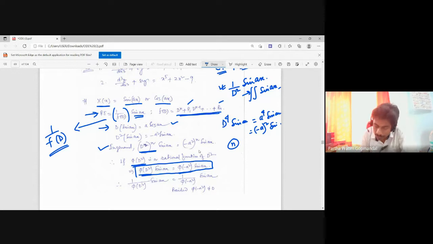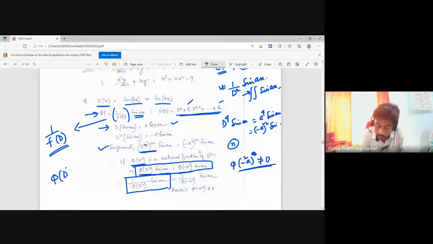So if this is true, then from this you can set some formula. Of course, you have to consider that phi of minus a squared is non-zero. Only then can you set the formula. If it is non-zero, you can divide by phi of minus a squared, so it will be 1 by phi of D squared acting on sin ax.